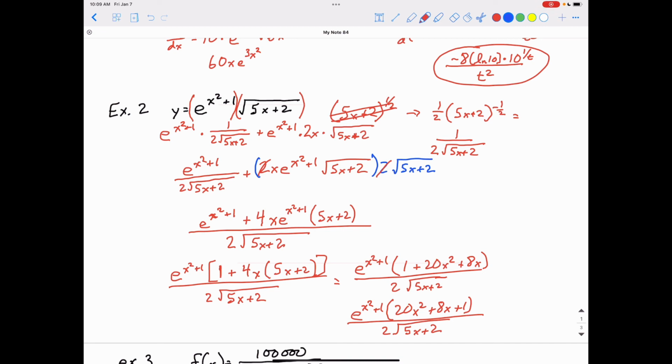Since we had e to the x squared plus 1 in two different terms, I factored that out. Now, if we get into a situation where you just have to find instantaneous rate of change, maybe you don't want to go to the most elegant form. You can plug in whatever value you're trying to plug in for x at any time, and it will give you the instantaneous rate of change.